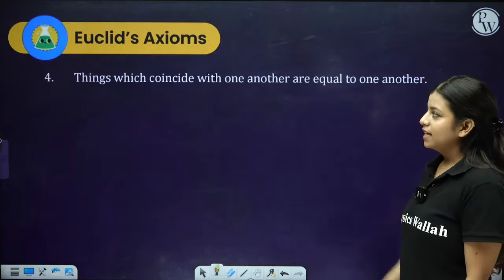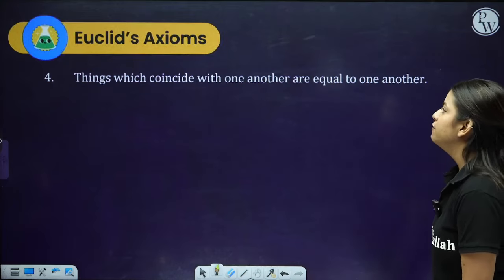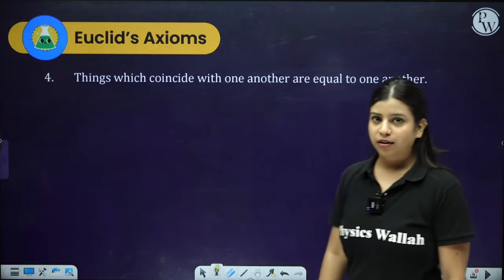The fourth axiom says: things which coincide with one another are equal to one another.